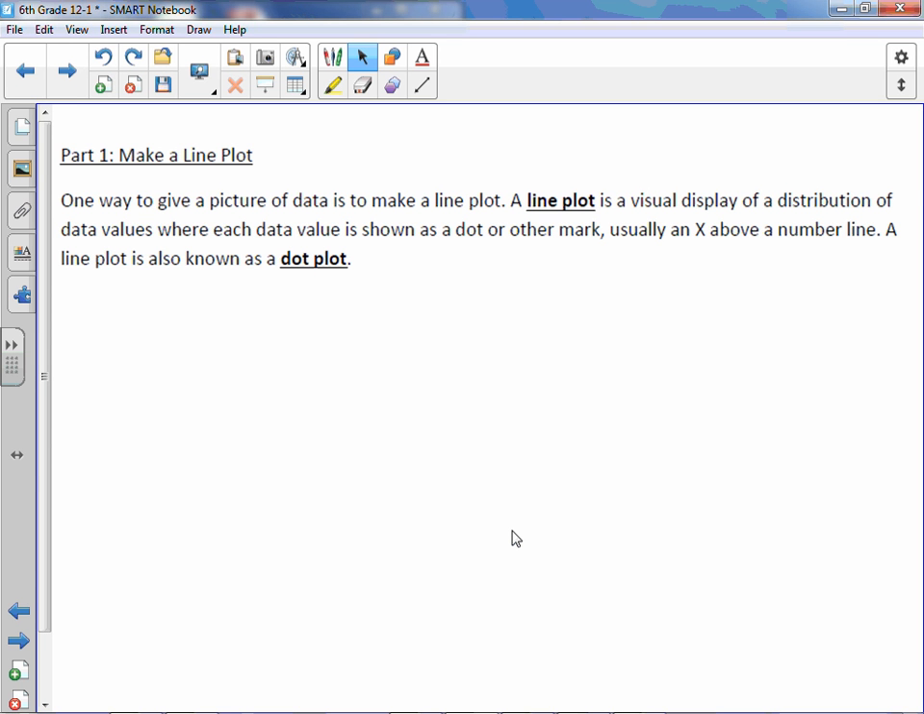One way to give a picture of data is to make a line plot. A line plot is a visual display of a distribution of data values where each data value is shown as a dot or other mark, usually an X, above a number line. A line plot is also known as a dot plot because sometimes dots are above the number line.